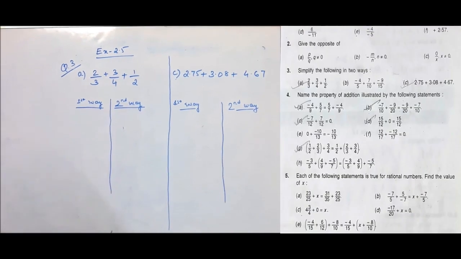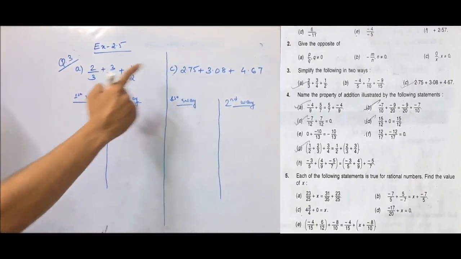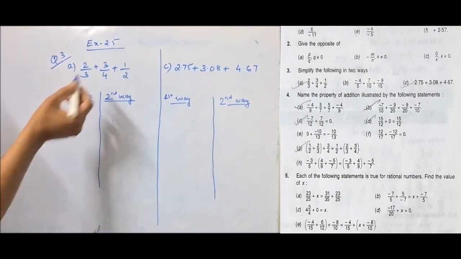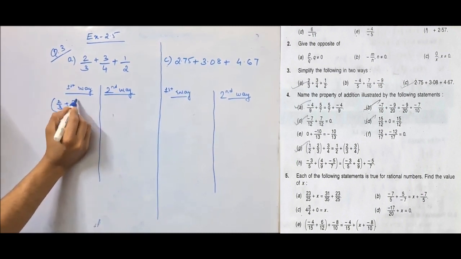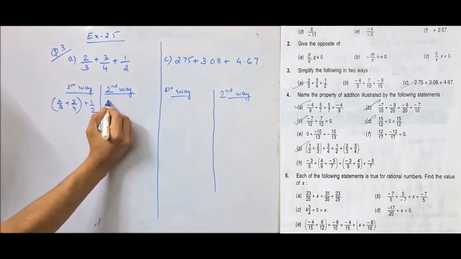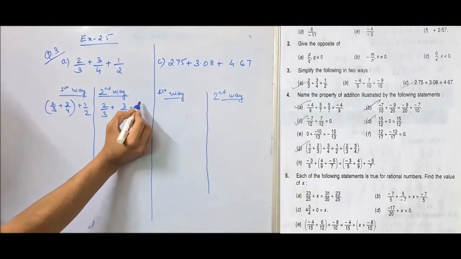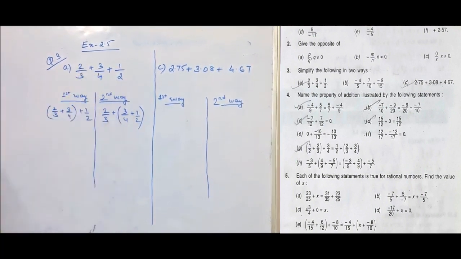Question number 3, they have asked you to simplify in two ways. Now the question is, how will you simplify the sum in two ways? As we have studied about associative property, either you put the bracket on the first two given rational numbers, or you put the bracket on the second two rational numbers. The answer will be the same. So by using associative property, we can solve the same question in two ways.